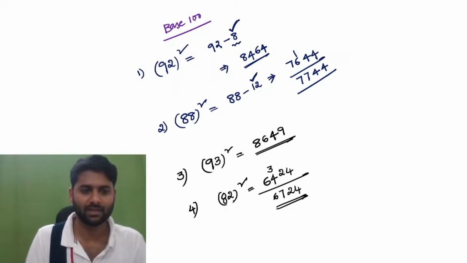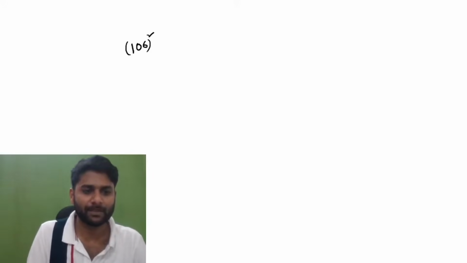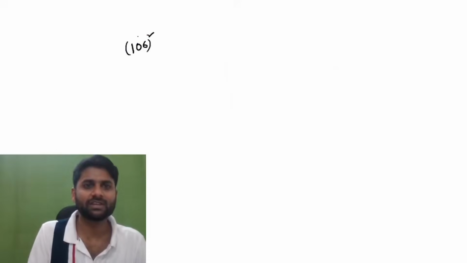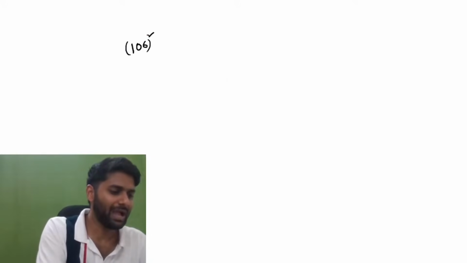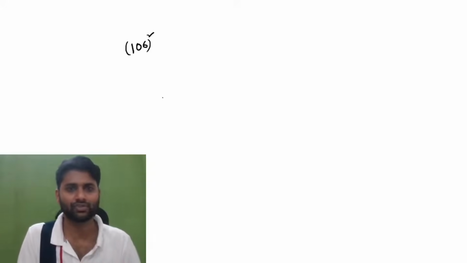Good. Okay, let's take this question now. Sir, 106 whole square. What is the approach for 106 square? In the previous questions, we observed that all the values are less than 100. Now, this question is more than 100. So if it is more than 100, you have to add. If it is less than 100, we have to subtract. That is the approach only.